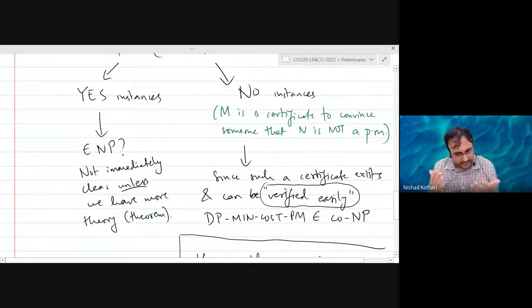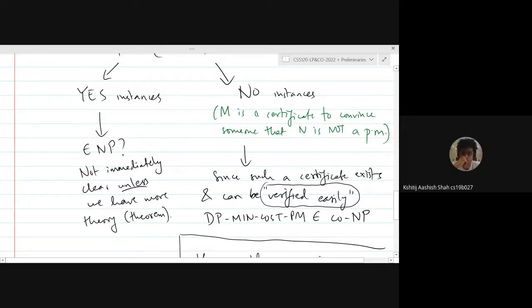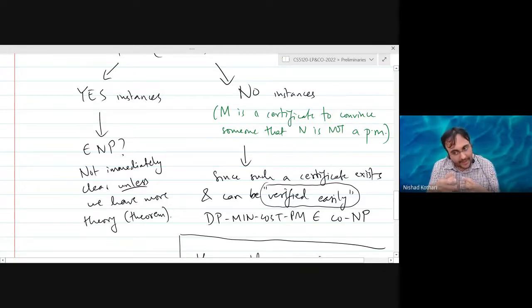That's by definition, right? I'm not saying anything deep here. That's one of the things I want you to understand. The way we said that this belongs to co-NP is not by some deep theorem. It is by the definition of the problem itself. So the problem of finding this perfect matching, whose cost is lesser, that is an algorithmic problem.